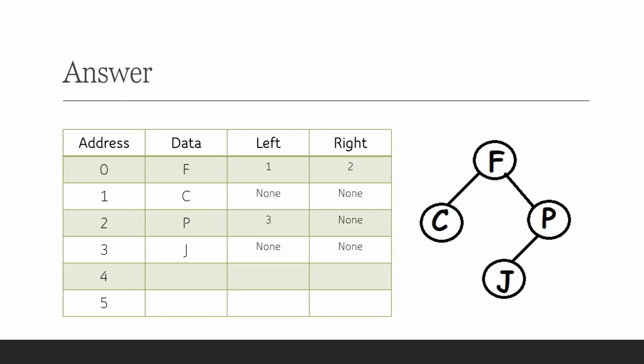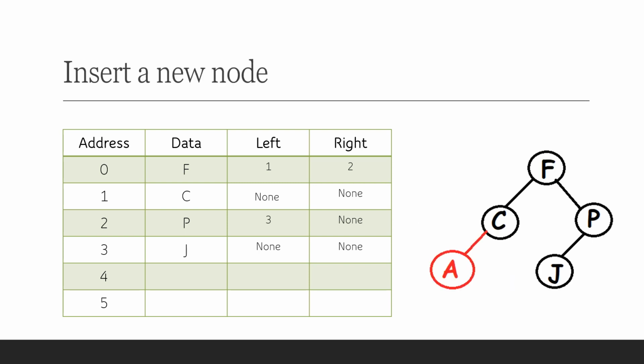So this is the answer. F is the root node. It's got C on the left and P on the right, and P has got J on the left. So that is a tree, and the same tree, what you see on the screen there, that's two different ways of showing exactly the same thing. One is a visualization and the other is set out in an array.